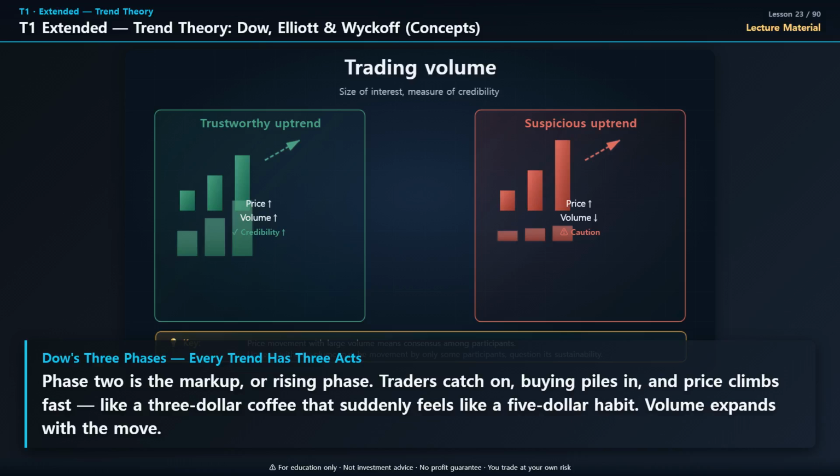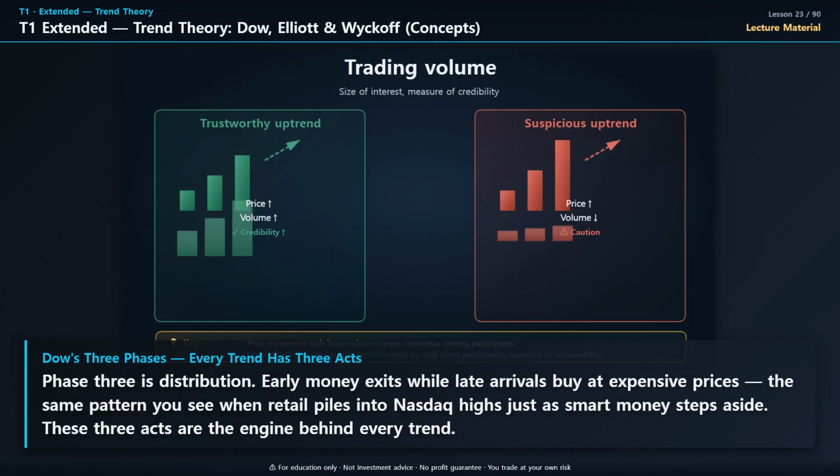Phase 2 is the markup or rising phase. Traders catch on, buying piles in, and price climbs fast, like a $3 coffee that suddenly feels like a $5 habit. Volume expands with the move. Phase 3 is distribution. Early money exits while late arrivals buy at expensive prices. The same pattern you see when retail piles into highs just as smart money steps aside. These 3 acts are the engine behind every trend.